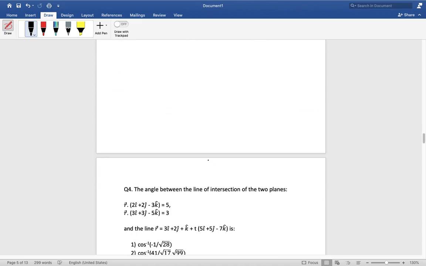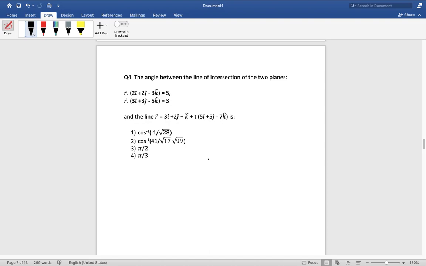Let us look at the fourth problem. This one is a bit tough. The angle between the line of intersection of the two planes and the line, this is what? We don't know. This is a tricky problem. So the equation of one line is given in this form, and the equation of the second line is given in this form, which is the intersection of two planes.